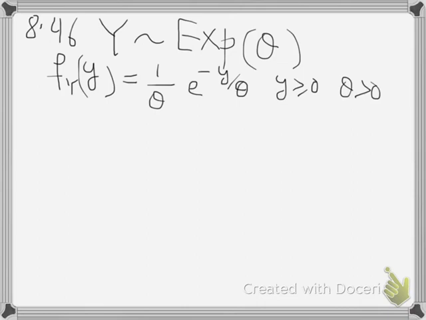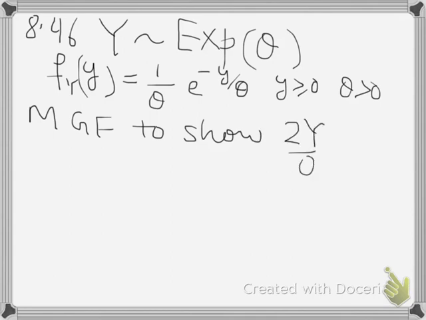Now the next step is to use the method of moment generating function to show that 2y over theta is a pivotal quantity. So they are actually telling you which method to use. If they didn't tell you to use the moment generating function method, you could have used any method, such as the method of transformation.